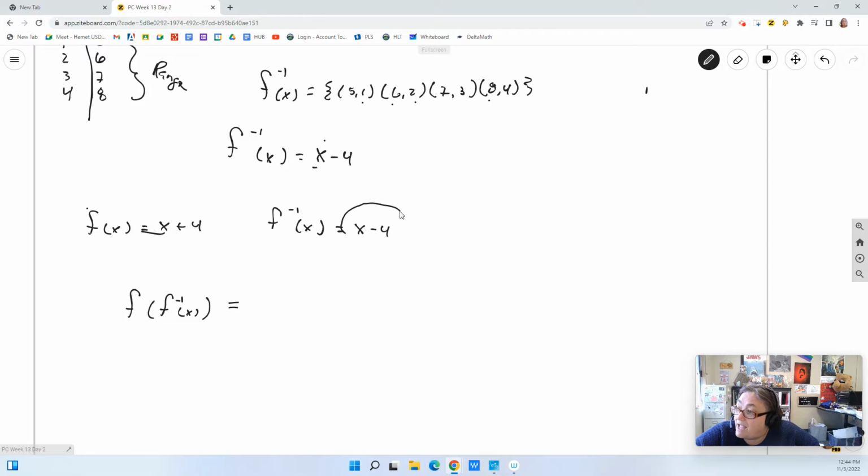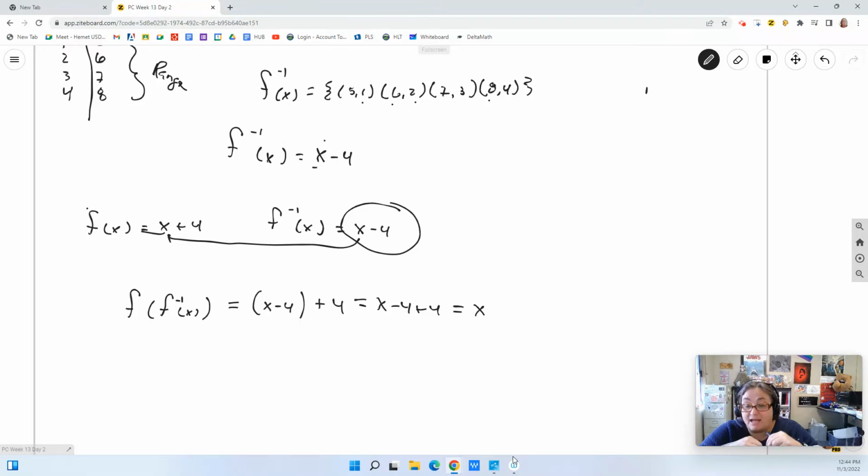That means for x in f of x, I am going to plug in x minus 4. So here I would have x minus 4 plus 4. And when I do the math on that, that's just saying x minus 4 plus 4, which gives me back x. And so we have verified that that is an inverse, right?